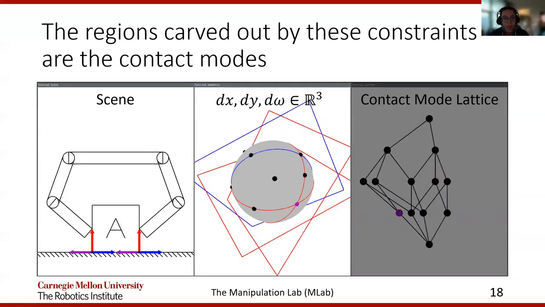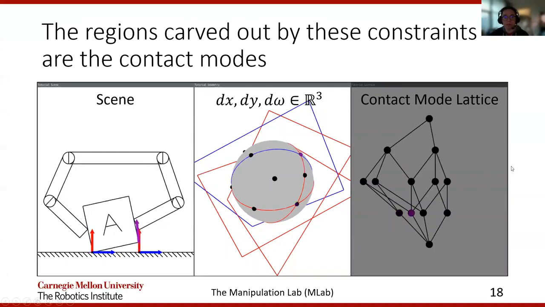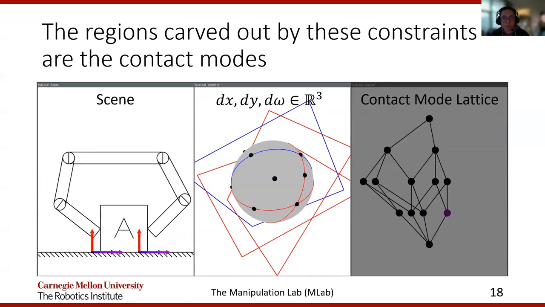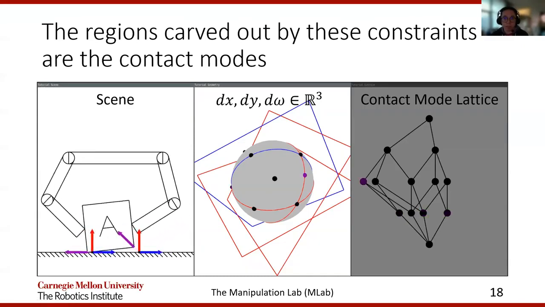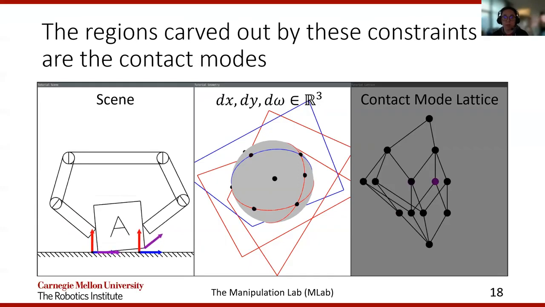The regions carved out by these various hyperplanes are the contact modes, which we've visualized with this block sliding around through these different contact modes. We've demarcated each region by a black dot, and when that dot turns purple, that indicates that we're moving in this particular mode at the moment.